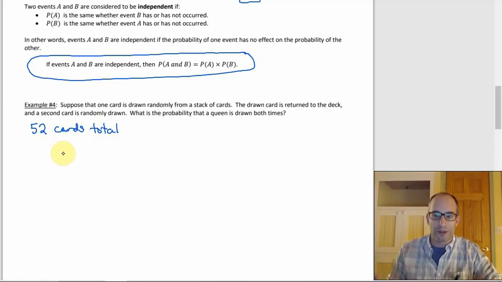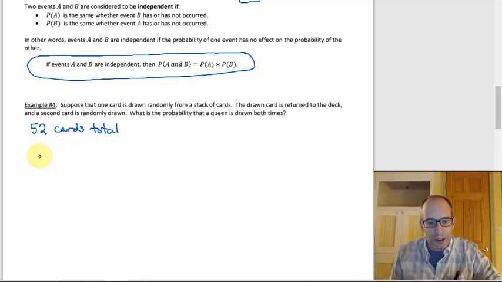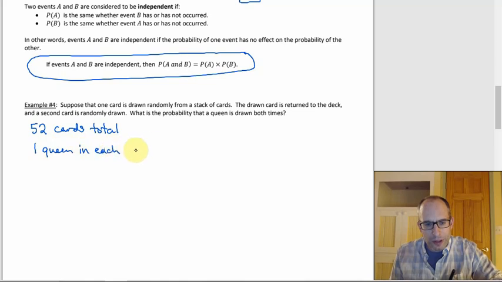So you've got the 4 suits. Each suit is going to have an ace, a king, a queen, a jack, a 10, 9, 8, 7, 6, 5, 4, 3, 2. So 1 queen in each suit. And so that means that there are going to be 4 queens total.